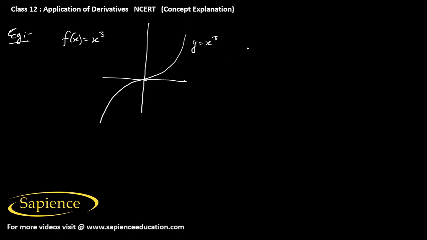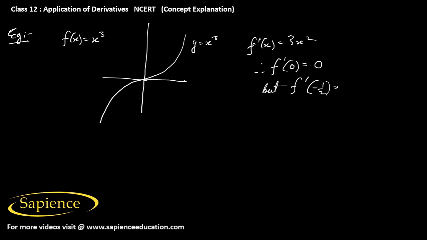At x equal to 0, f dash x will be 3x square. Therefore f dash 0 is 0 only. But if we take some value slightly less than 0, suppose f dash of minus 1 by 2, that will also be greater than 0, and f dash of 1 by 2 will also be greater than 0. So it means that the sign of f dash x is not changing as x increases through 0.